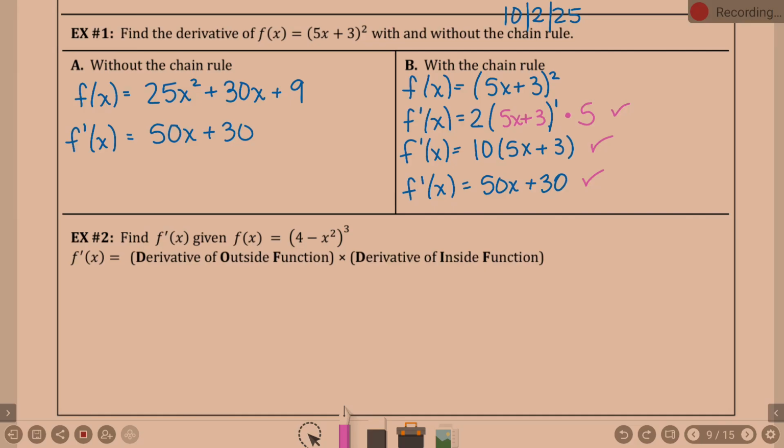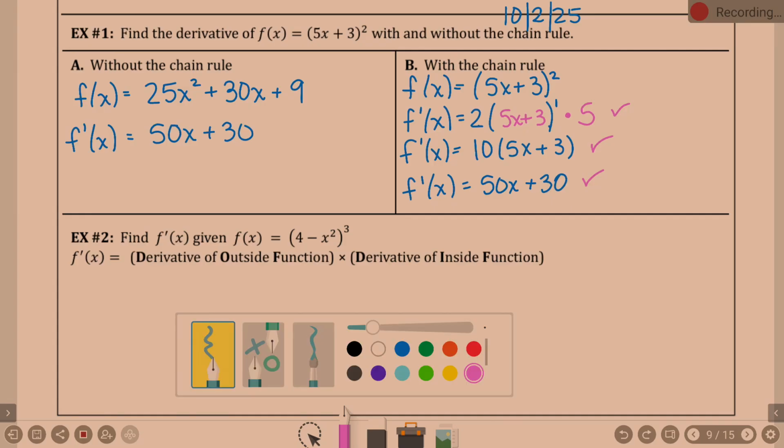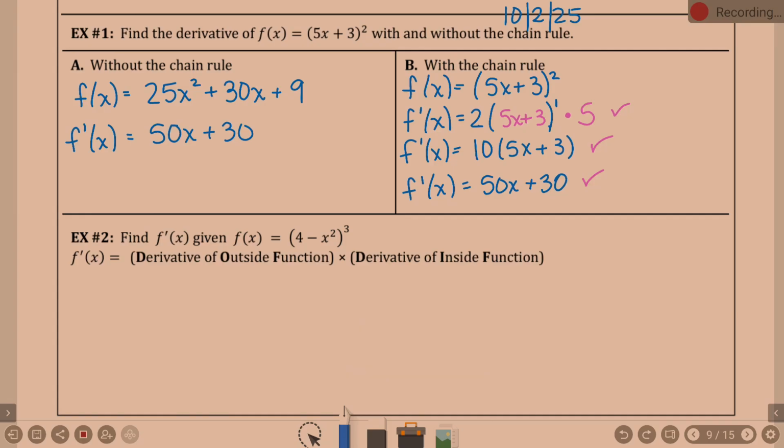I mean, obviously, the more we practice, the more it will start to sink in. So, example 2. Find f prime of x given that f of x is 4 minus x squared quantity cubed. Now, unless you want to cube this one out, like FOIL method, this is why we start talking about chain rule. Okay?